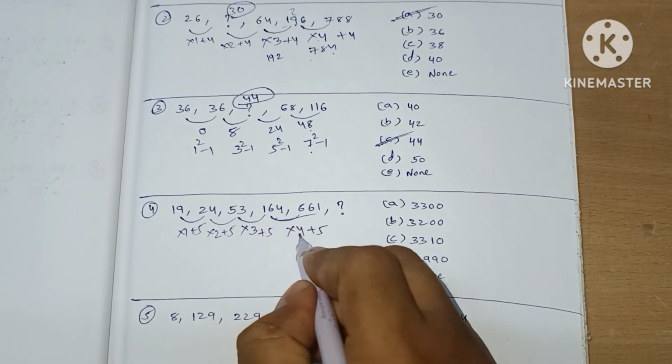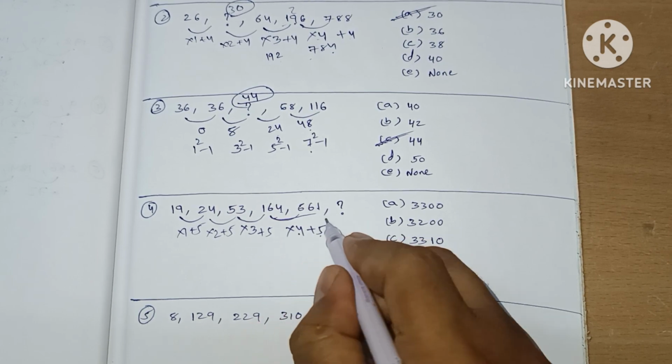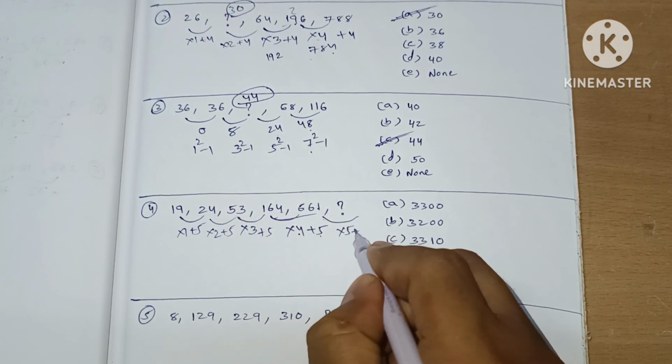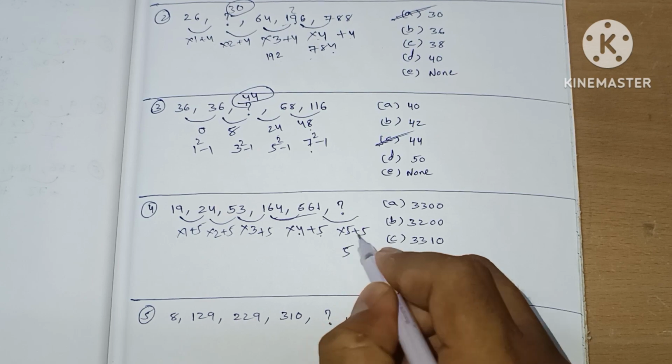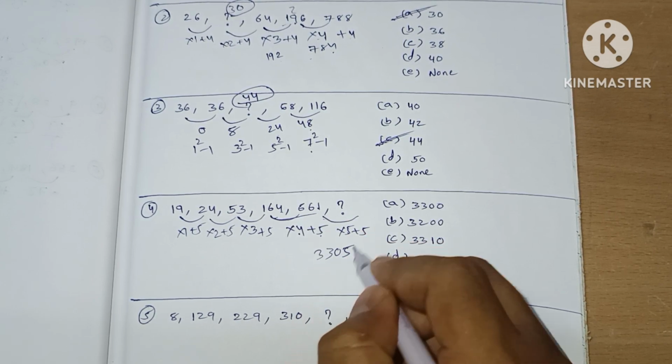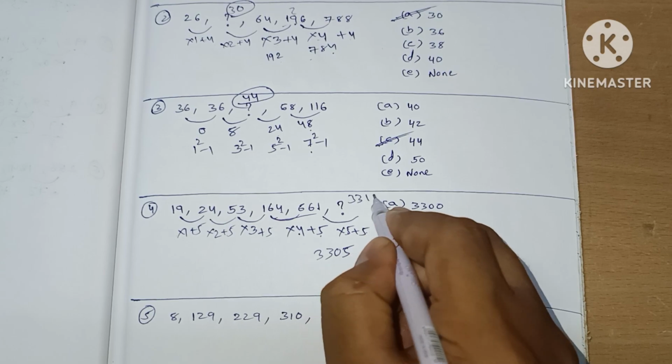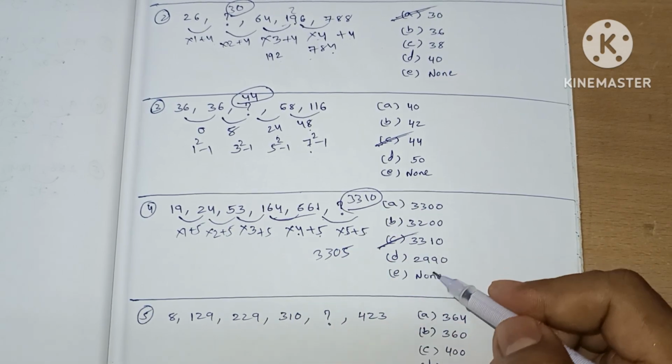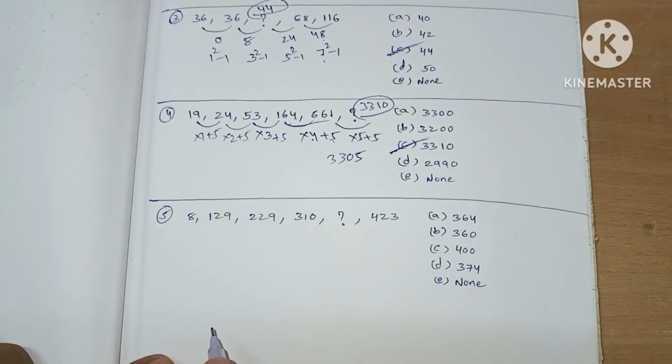4 times is 6. 6 plus 5 will be 11. So the next one must be into 5 plus 5. 5 6 times 5 1 times is 5. 5 6 times 30 and 33. 3305 plus 5. 3310 is our answer. Option C. Next, fifth question.